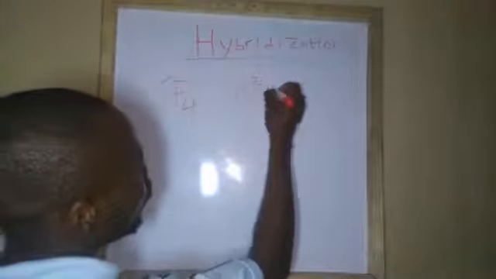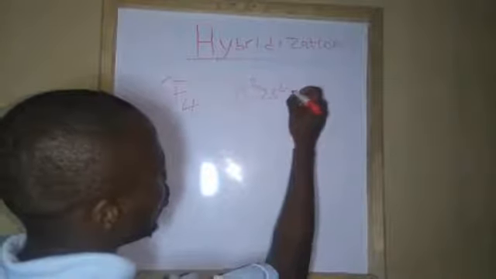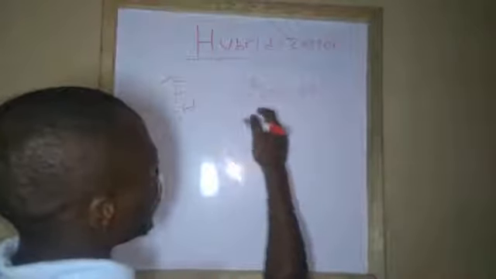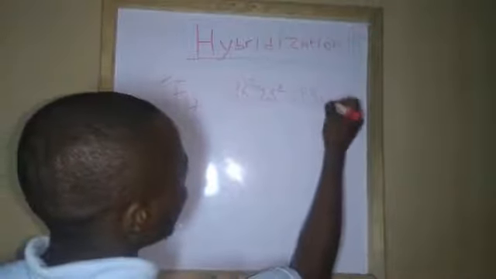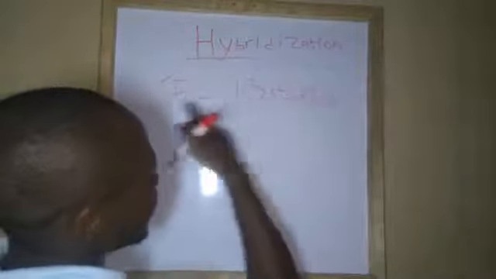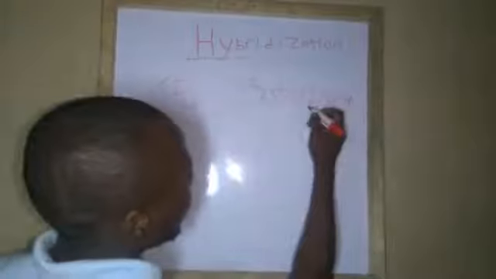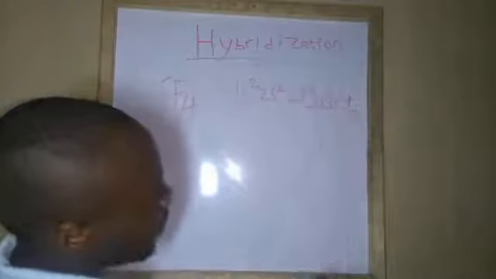If we are to configure it, we have 1s2, 2s2, 2p6, 3s2, 3p. So 6, 10, 12, and we said it has an atomic number of 16, so P will only take 4. Now that we've gotten this, we have the issue with the 3s and 3p. Now let's do the normal configuration: 3s2, 3p4.